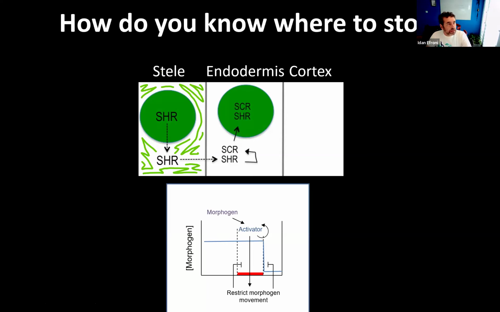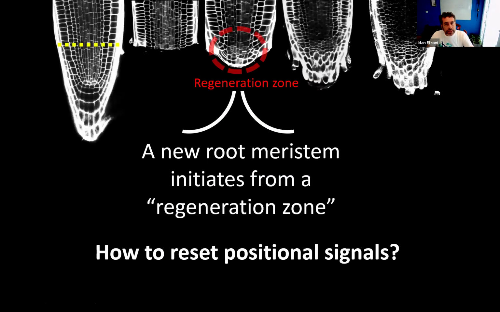We've been trying to ask these questions of how these mobile signals move within the root, how their mobility is defined within the root, and how cells use this information in order to control their identity. And the system that we've worked on to try and understand that is that of root regeneration. And this is a very curious system. You can cut the tip of the root and the root will reform.